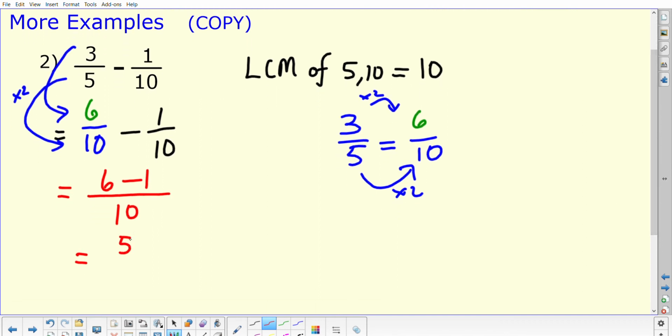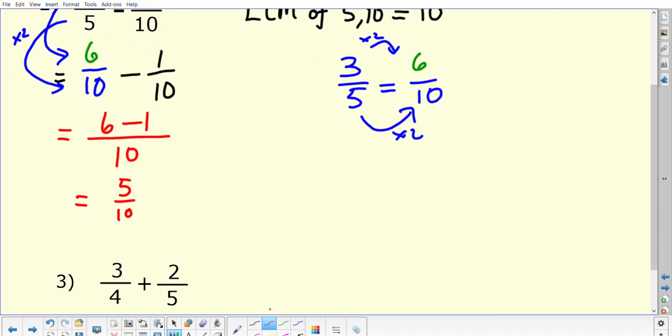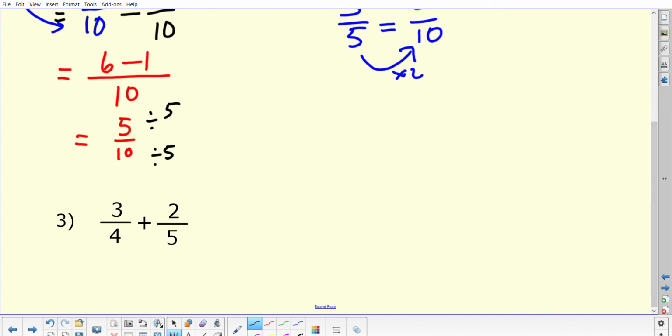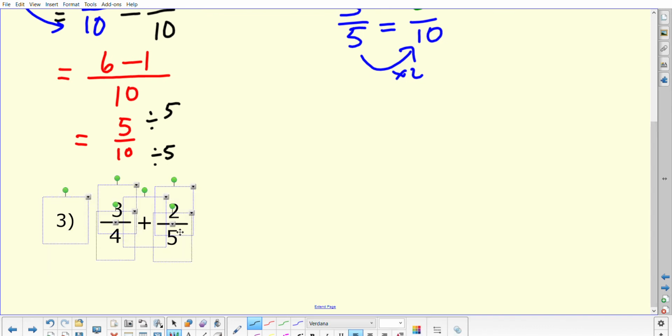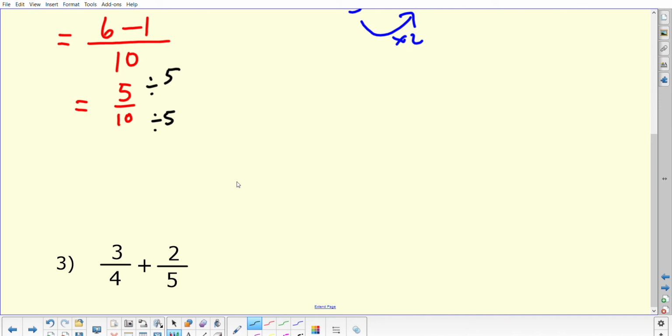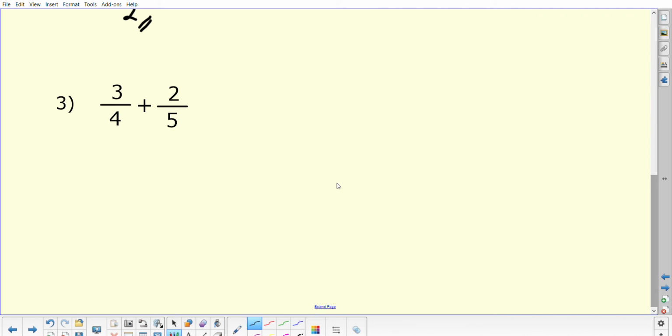That gives me 5/10. And of course, with all fraction work, you should be making your fraction as simple as possible for your final answer. So in this particular instance, your final answer would be 1/2. So if you haven't copied that, you can copy it at the end or go back and look at the notes, which will help you as well.